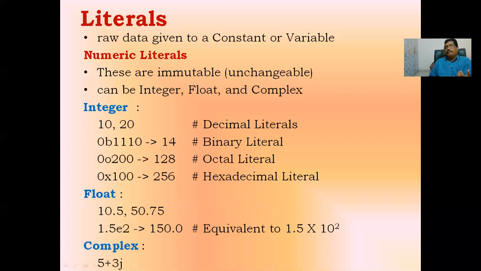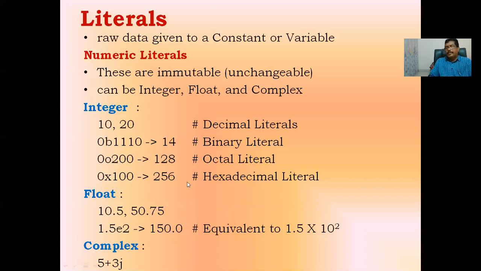The next one is the octal literal. An octal literal has 8 digits, 0 to 7. Any number is a combination of these octal digits, 0 to 7. Here also, for identification purposes, it is prefixed with 0o. Based on that, we can identify that it is an octal literal.